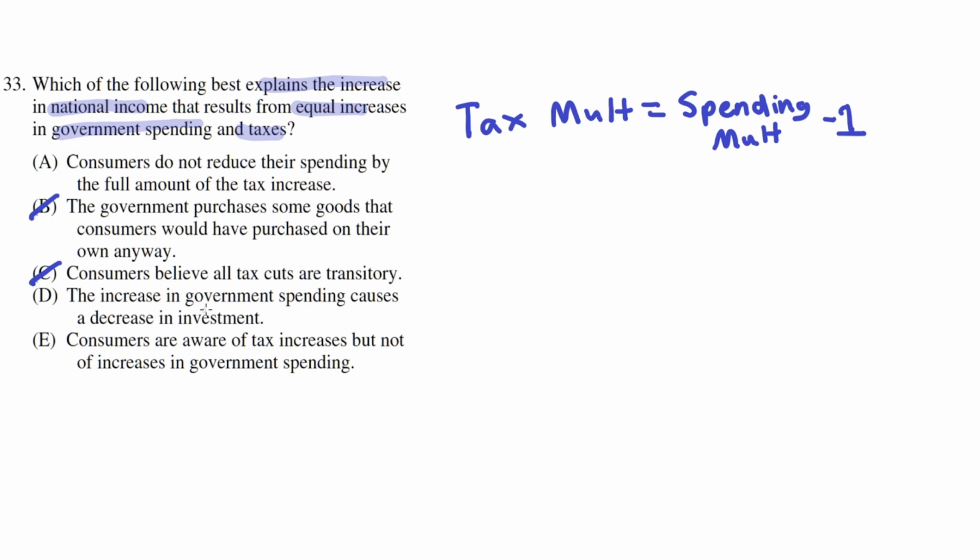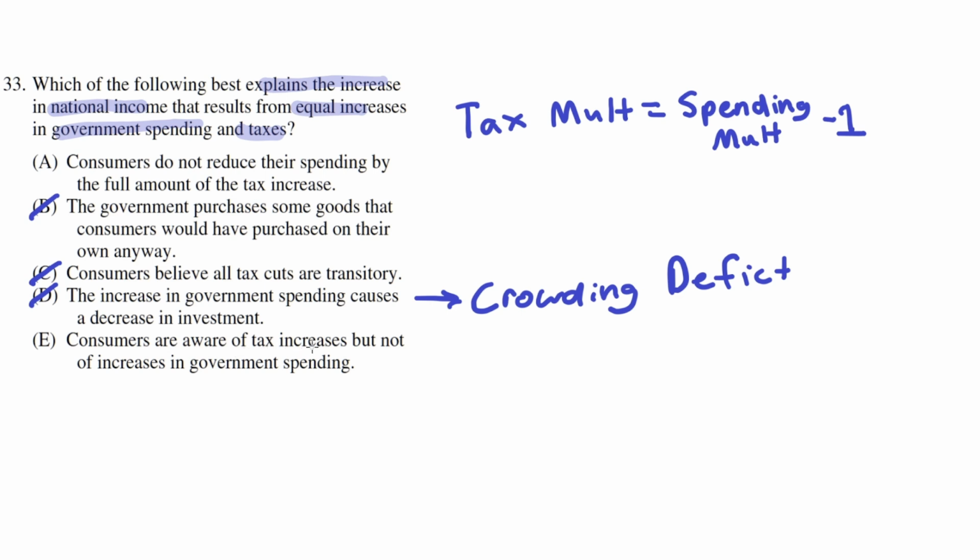D. The increase in government spending causes a decrease in investment. This is incorrect because although this is correct and it highlights the scenario of crowding out, where increasing government spending results in decreasing investment, this does not highlight how there is an increase in national income from an equal increase in government spending and taxes. Therefore, D is incorrect.